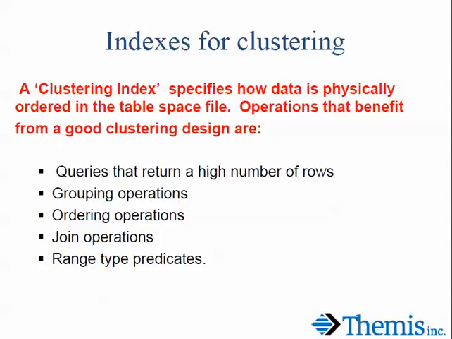So we want to look at our queries, either on the online side or queries in our batch cycles, that return a high number of rows. A lot of the queries that have groupings involved, where they're going to gather up a lot of rows to group. A lot of it has some ordering, a lot of the join operations, a lot of the queries that have range type predicates. And what do I mean by range type predicates? Those are the ones that have greater than or equal to, less than or equal to, a between, a like is a range type predicate. Okay. Those are the ones that we want to pay attention to, because that's going to define to us how we're going to physically order the data in the table.